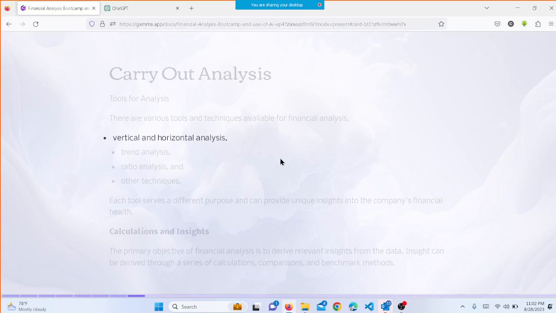There are vertical and horizontal analyses. Vertical analysis is basically to compare a common size statement for profit and loss statements. Horizontal analysis compares the results over a period of time. Then there are trends, again comparing over a period of time, looking at the growth rates. Then there is ratio analysis.